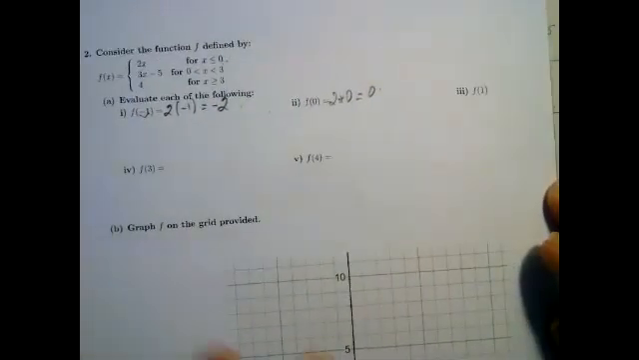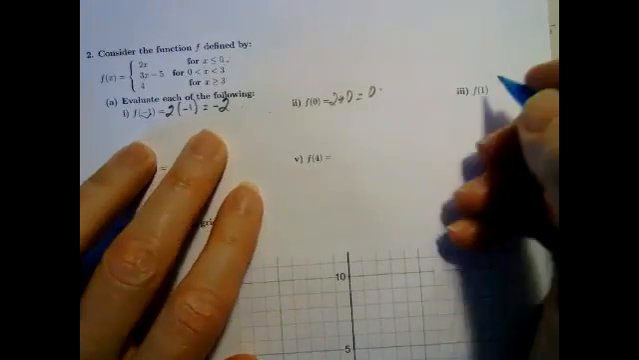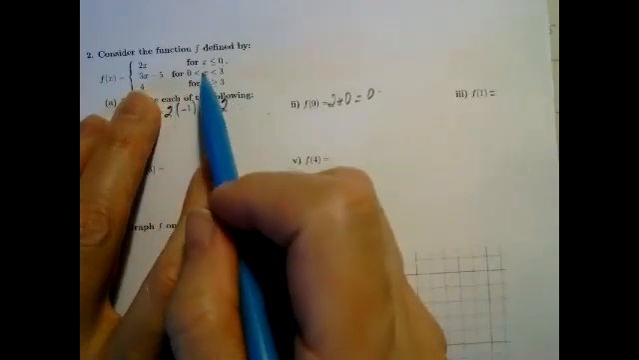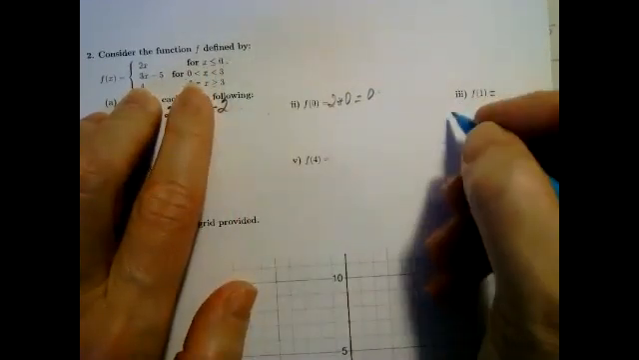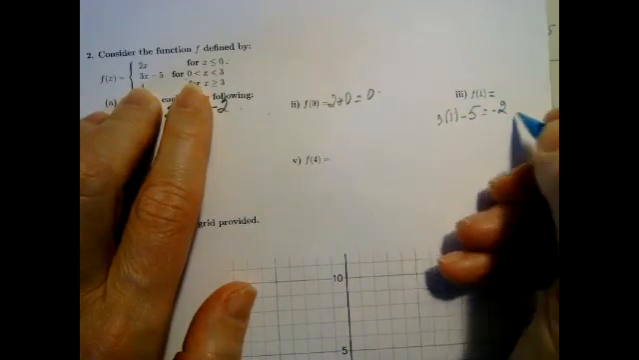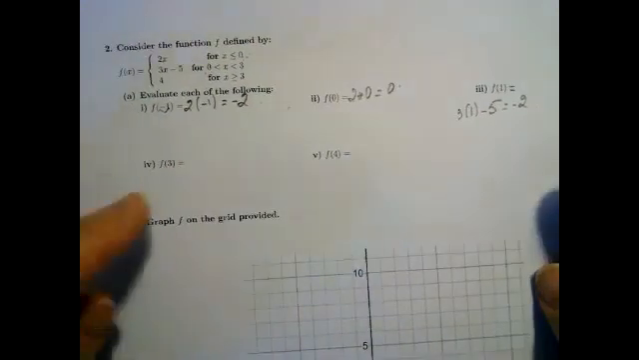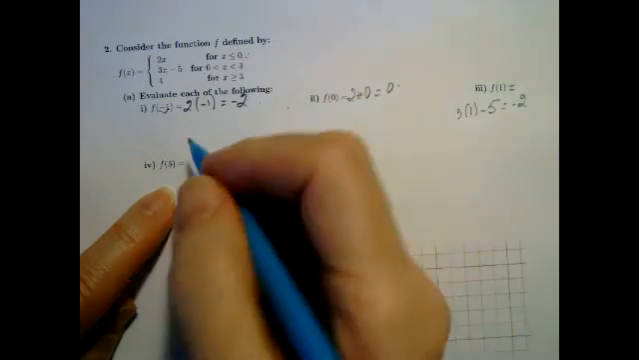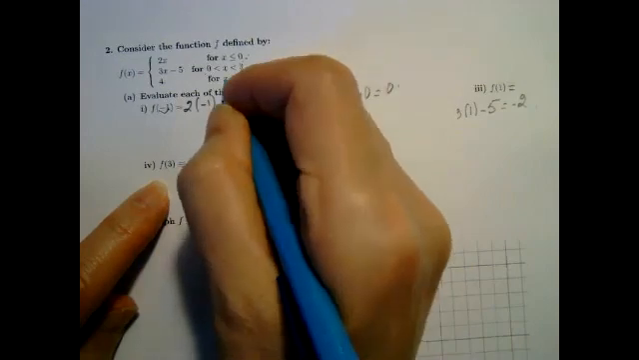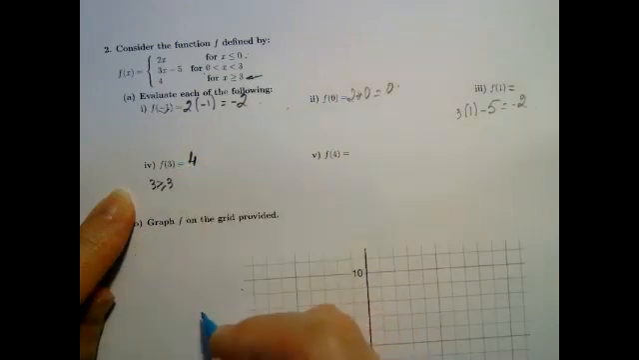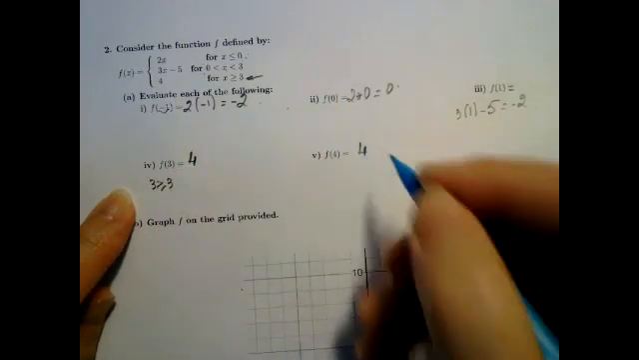f of 1, quickly. Minus 2. Everybody's telling me 1 is between 0 and 3, so that's the rule: 3 times 1 minus 5, which is minus 2. f of 3. f of 3. 4, she's right, because 3 is bigger than or equal to 3, so it satisfies this condition, so the output is 4. And f of 4 is equal to 4.